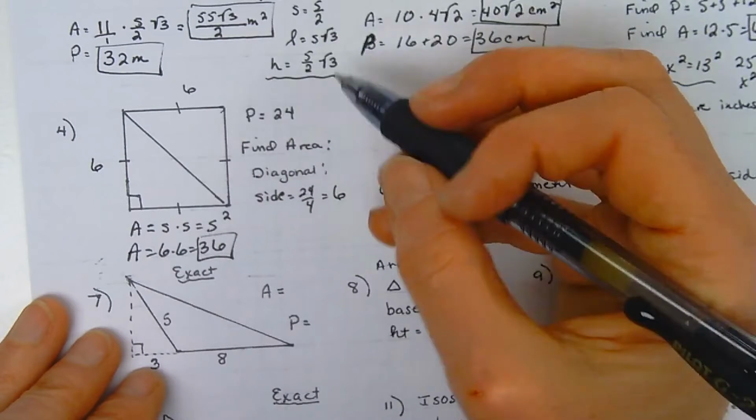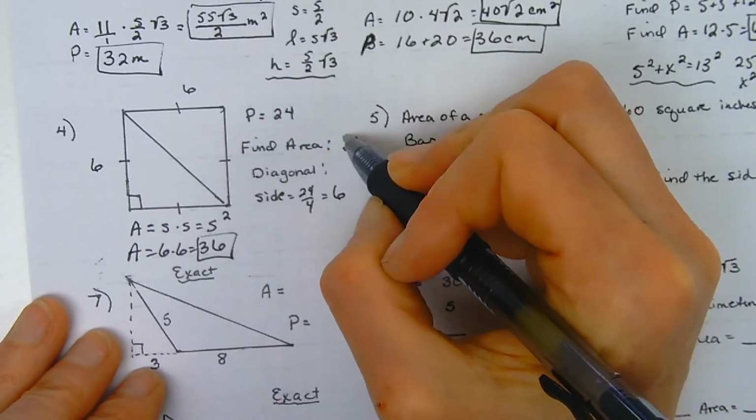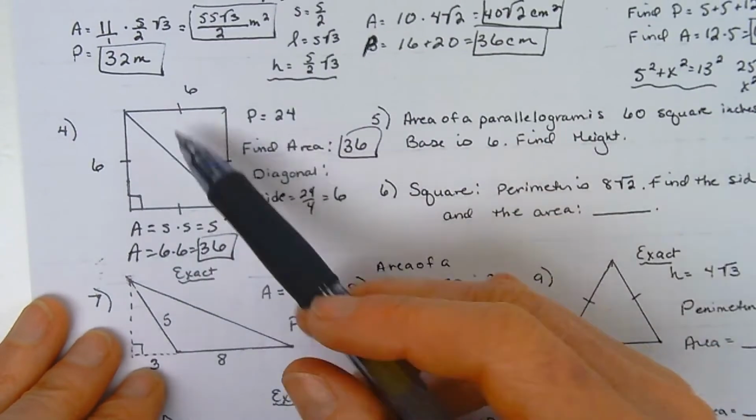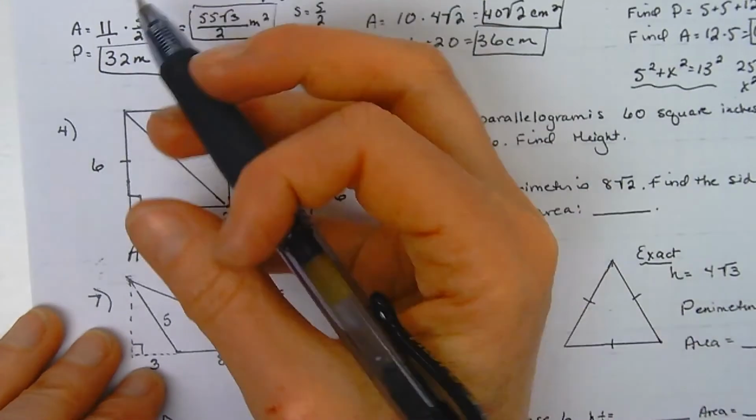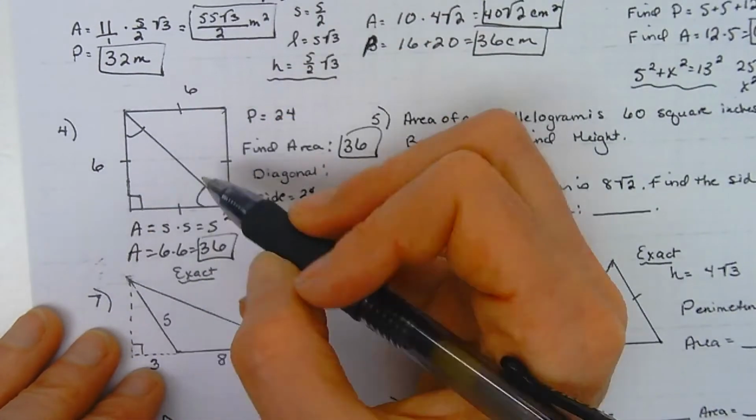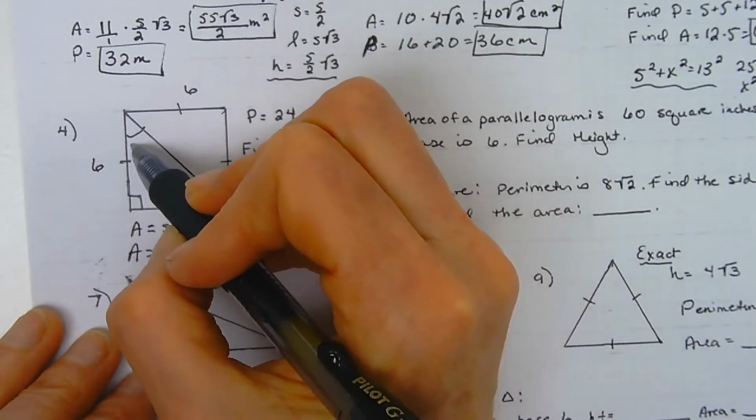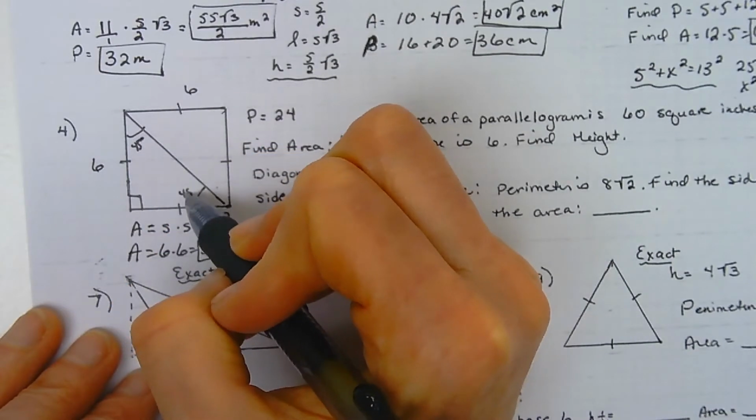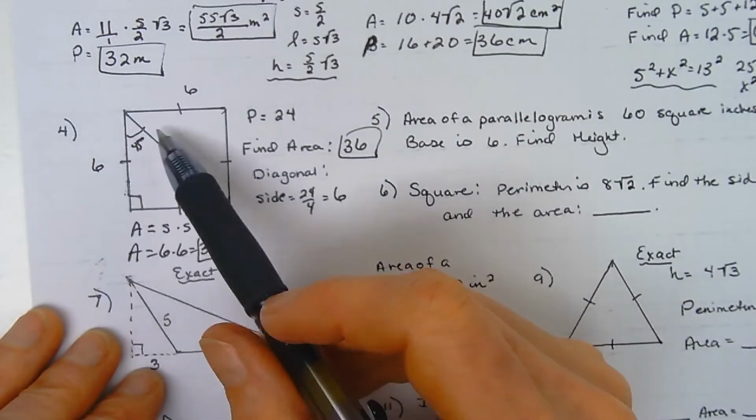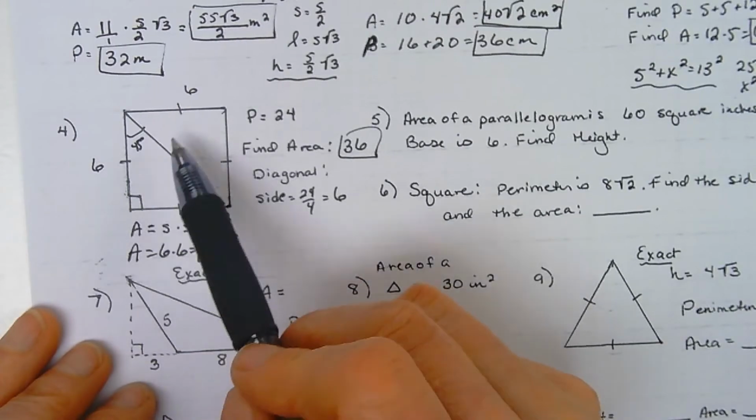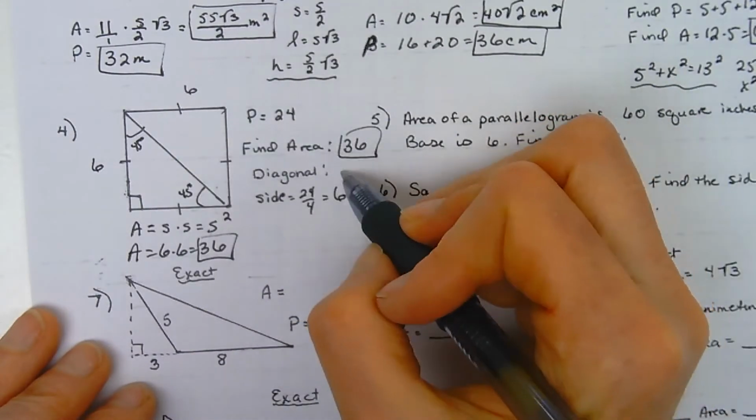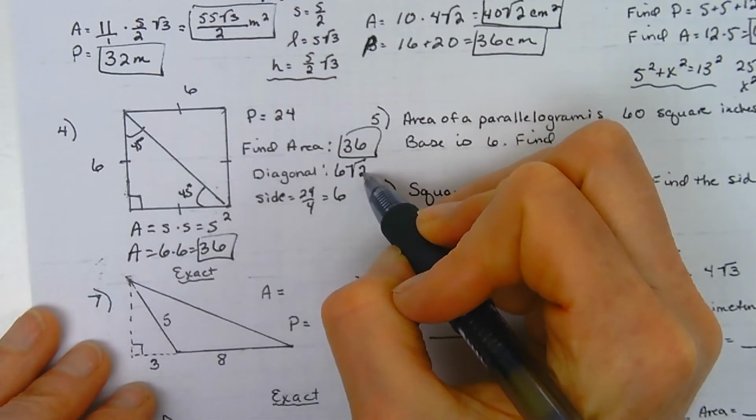Besides the area, I'm also asked to find the length of the diagonal. A diagonal across a square divides it into congruent triangles. This is a 45 degree triangle. If the length of this leg is 6, then the length of the hypotenuse is 6 times the square root of 2. So the diagonal is 6 times the square root of 2.